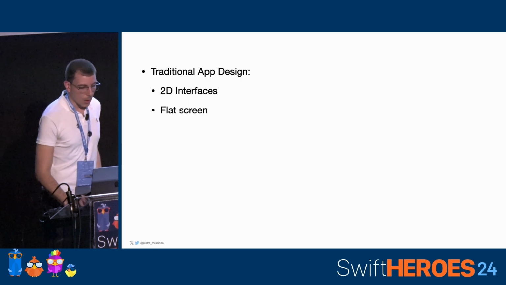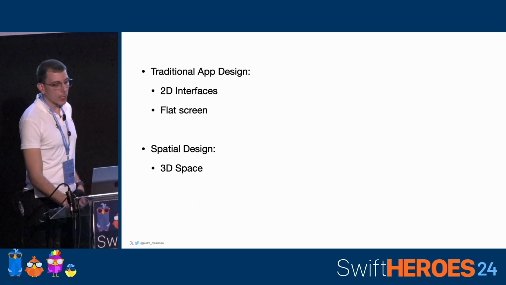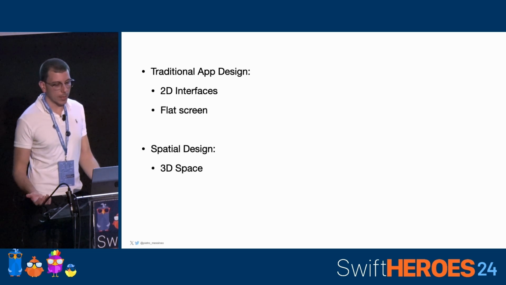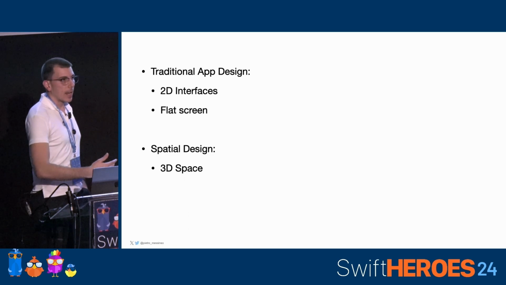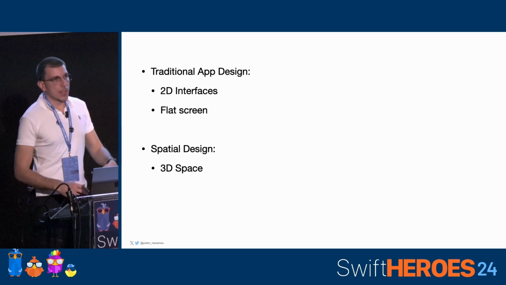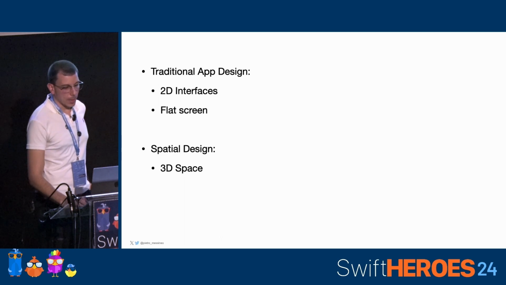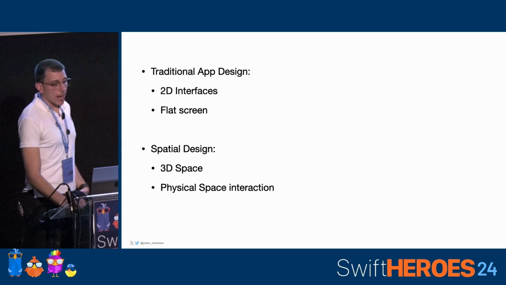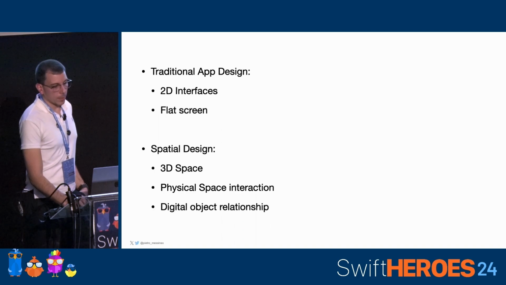But later on, we will see that with spatial design, the users are actually interacting with a 3D space, a three-dimensional space, which needs an extra way of thinking about how the users see objects in the real world and how they could eventually interact with them. That's why I put here the physical space interaction, because it's important to know how the user may interact with those objects in the real world.